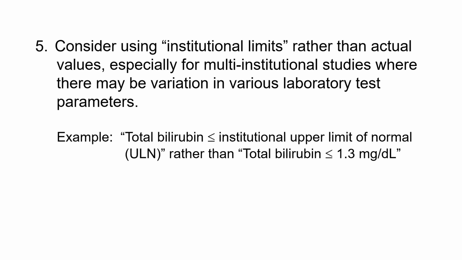Consider using institutional limits rather than actual values, especially for multi-institutional studies where there may be variations in various laboratory test parameters. So instead of saying total bilirubin less than or equal to 1.3 milligrams per deciliter, use instead total bilirubin less than or equal to institutional upper limit of normal.